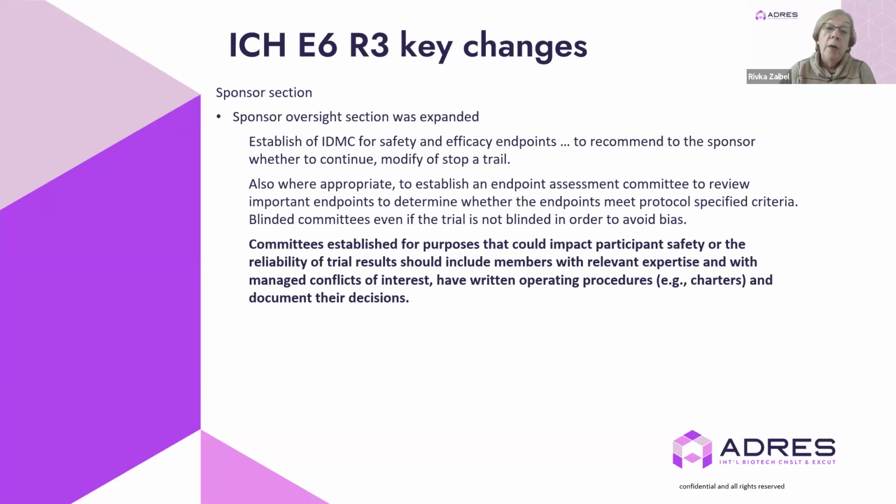The guideline now adds that where appropriate, an endpoint assessment committee should be established to review important endpoints to determine whether the endpoints meet protocol-specified criteria. And the requirement is to have that committee blinded, even if the trial is not blinded, in order to avoid bias. And the idea here is to follow up the results which reflect the endpoint of the study.